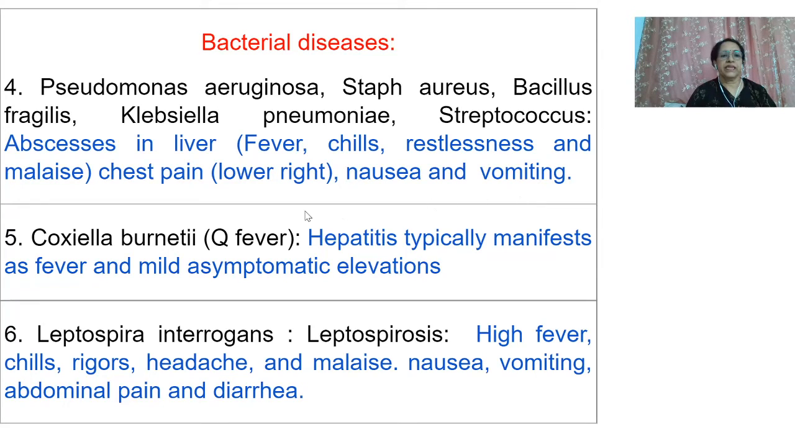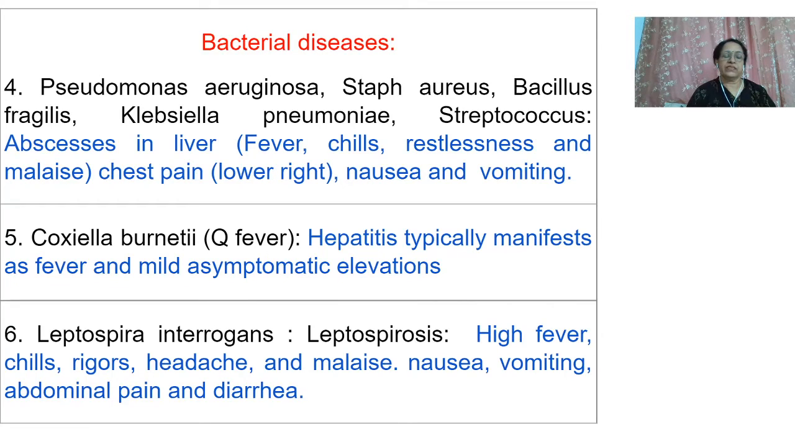Then the next category is of rickettsia, and the causative agent is Coxiella burnetii. This organism causes Q fever, and here the symptoms of hepatitis typically manifest as fever and mild asymptomatic elevations of the various conditions which are observed in case of hepatitis.